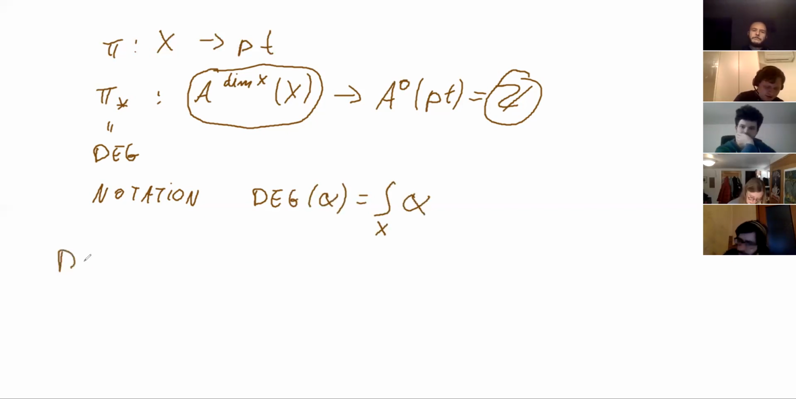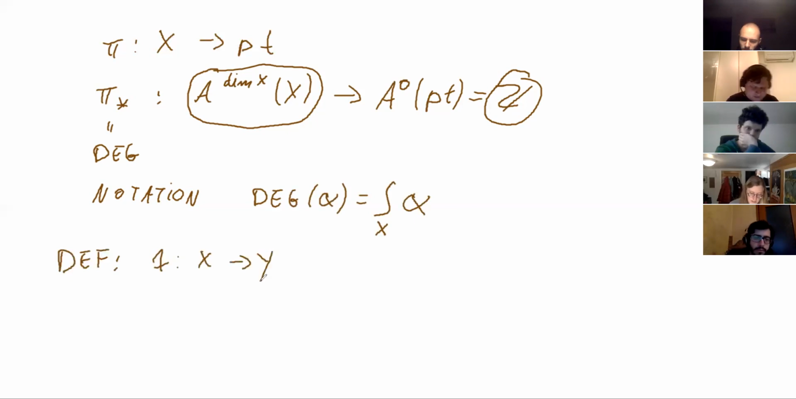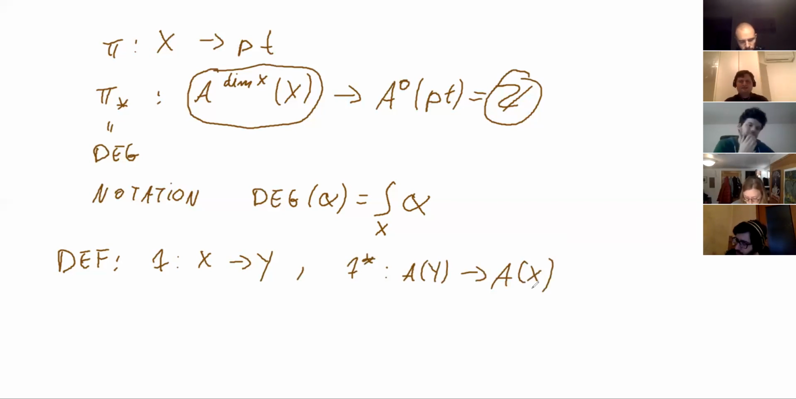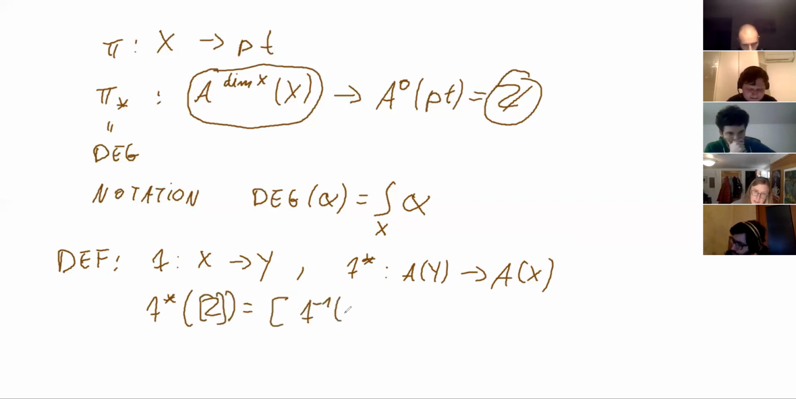Now there is one more very important definition. When I was young, people were defining it for flat maps, but currently they define it in full generality. So we have f, a morphism of varieties, and then we have a pullback from A of Y to A of X. Now the good news is that this will be a ring morphism, and defining it is quite hard, but it is in many cases easy. So if you want to know what is a pullback of the class of Z, this is just the class of f inverse of Z.